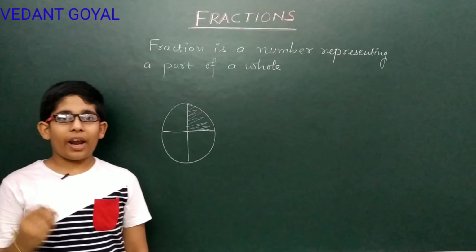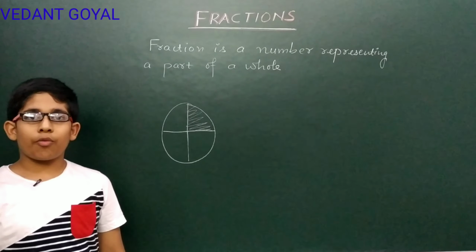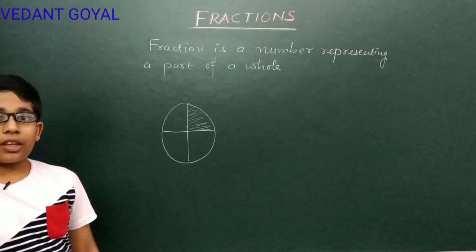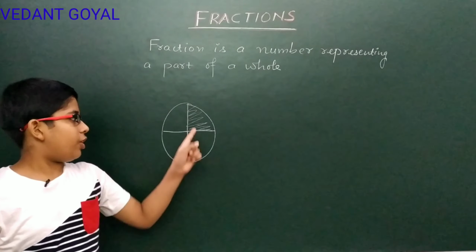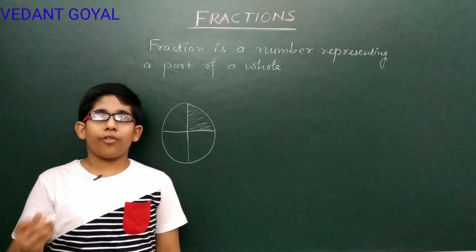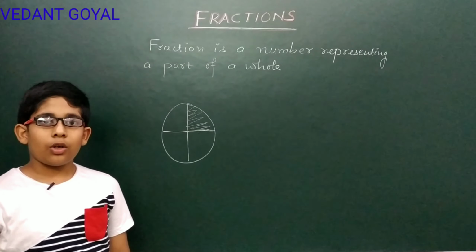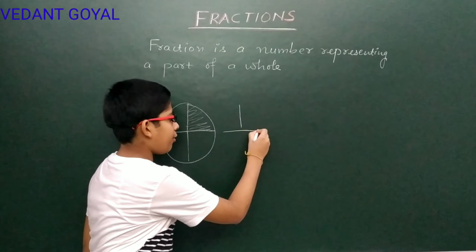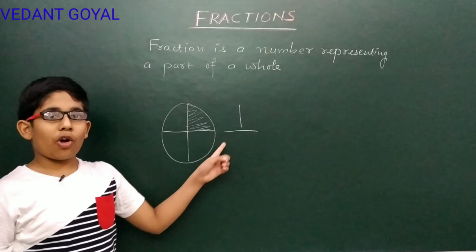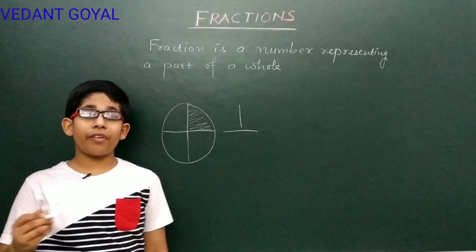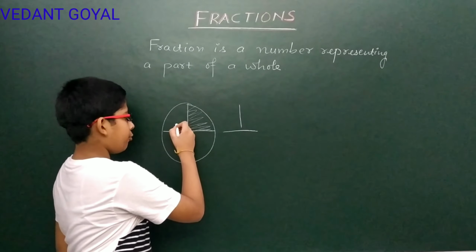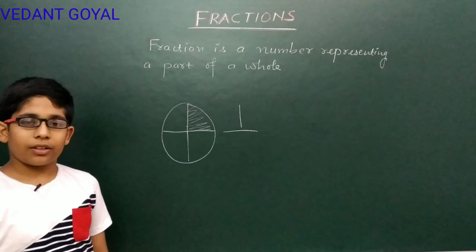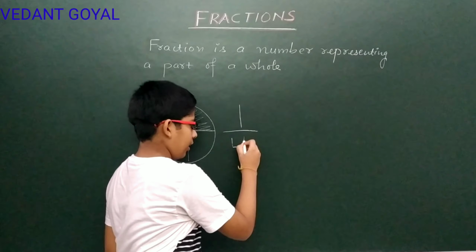So, if we have to write this value in fractions, what will we do? We will first write the number of parts given to a single person, which is 1, because we gave 1 part of the pizza to a person. So first we will write 1 and divide it by the total number of parts in which we have divided the pizza. So 1, 2, 3, 4. We have divided the pizza into 4 equal parts. So we will write 4 here.